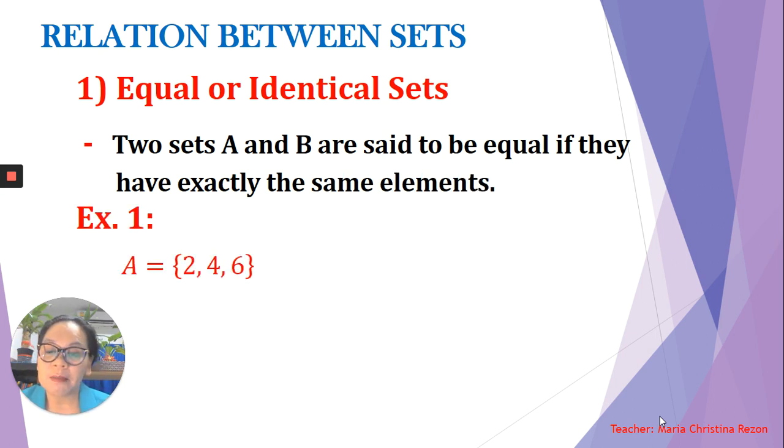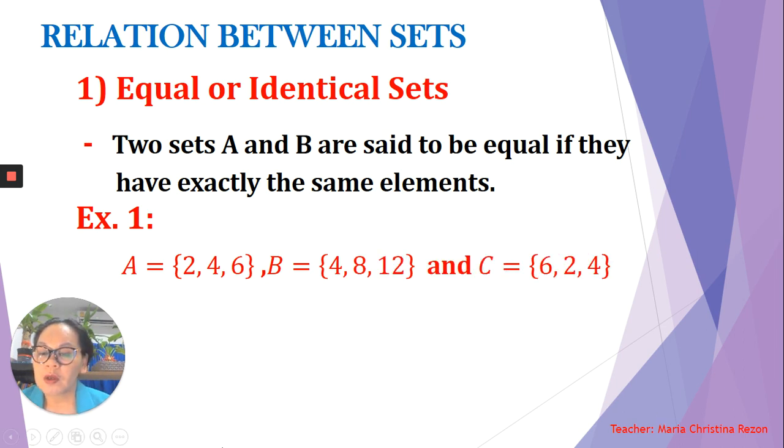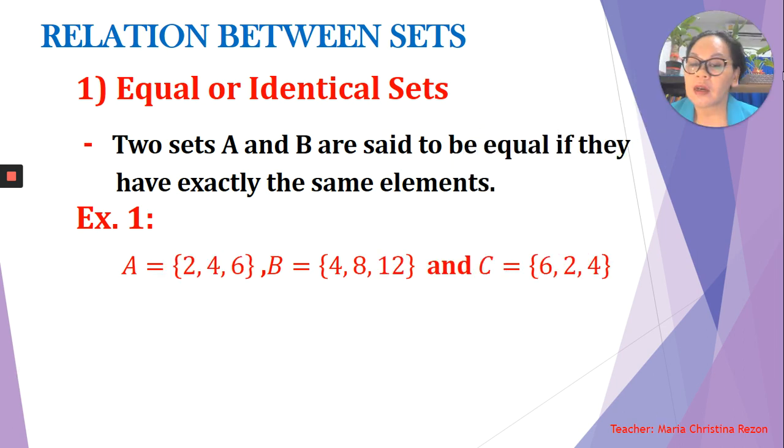Now let's have some examples. Say A is a set of numbers 2, 4, 6. B is a set of numbers 4, 8, 12. And C is a set of numbers 6, 2, 4. Now let's try to examine each element in our sets. So we have A and B. If we try to compare them, they have only one common element.